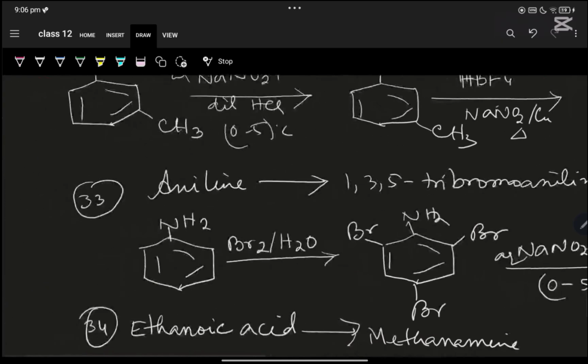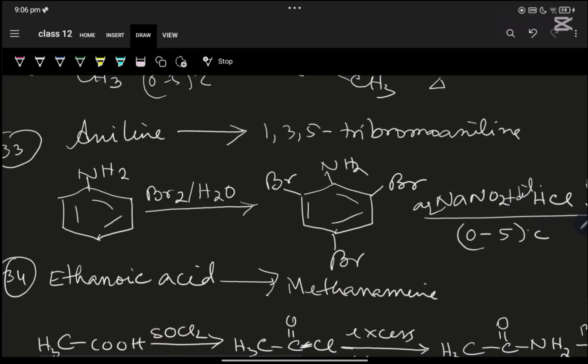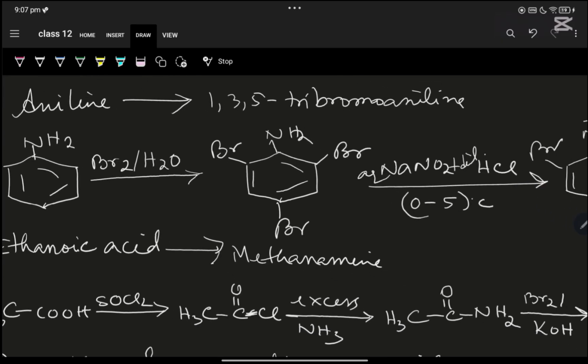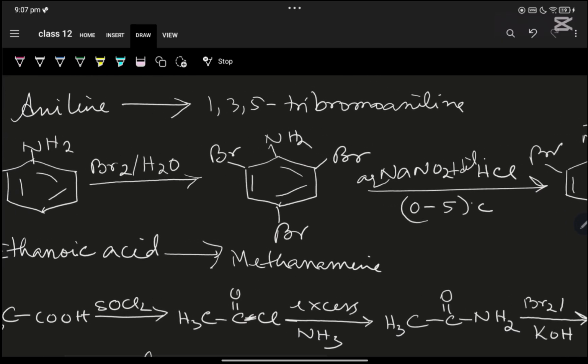Now aniline to 1,3,5-tribromoaniline. Whenever you see three bromines in aniline, give bromine water. The same thing happens in phenol. If bromines are required at the 3 positions, give bromine water and you get tribromoaniline.